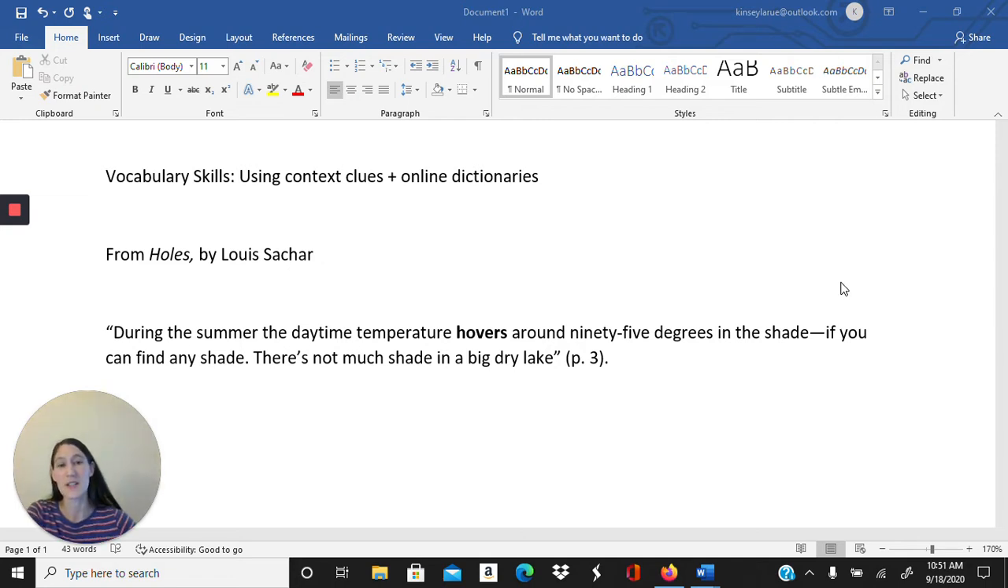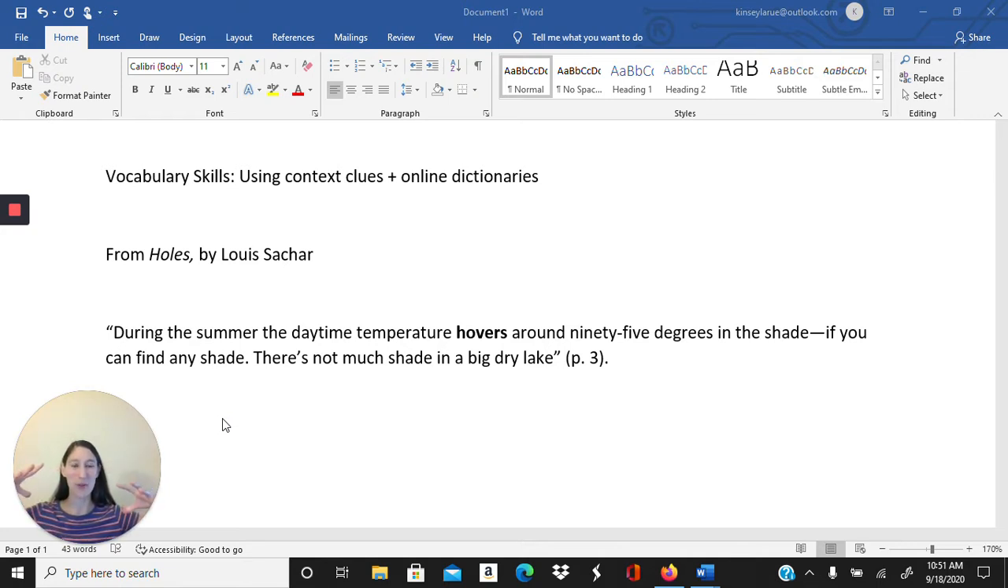So here the sentence says, during the summer, the daytime temperature hovers around 95 degrees in the shade, if you can find any shade. There's not much shade in a big dry lake, and that's from page 3 in Holes. So when I first see this word hovers, you might think about your background knowledge, and I'm thinking of a hovercraft. And thinking about that, if you know a hovercraft, it kind of is something that can float above the air, right, or above the ground in the air.